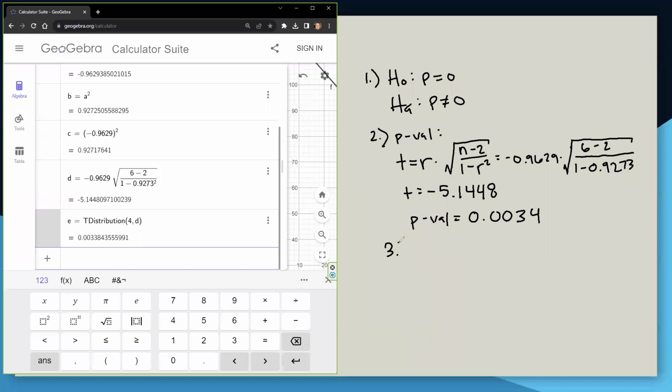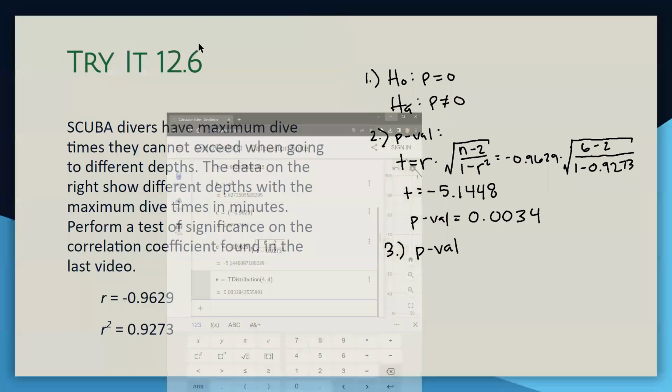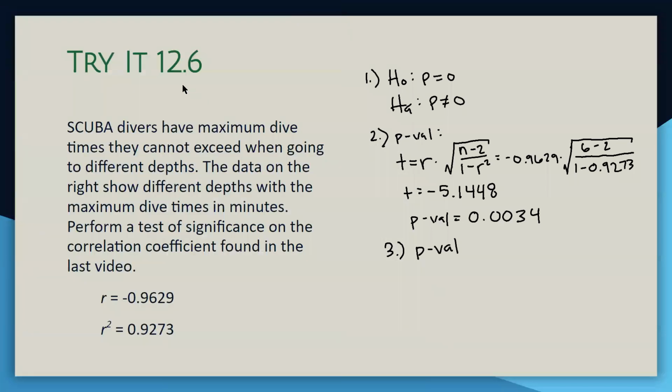Step 3 and step 4 are the same. We're comparing that p-value to an alpha, a level of significance. Again, this word problem didn't mention one, so we're going to assume it's 0.05. And 0.003 is less than 0.05. So we're going to reject our null. So just like the last problem, we can say that there is a significant linear relationship between x and y in the population.